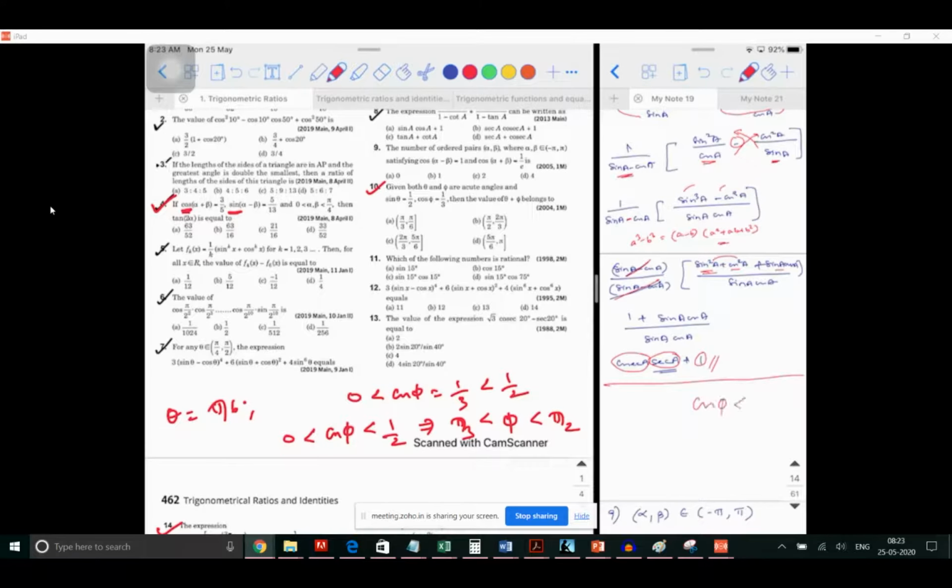Can someone tell me the range of phi alone? Cos phi is less than half, greater than 0. Then what is the range of phi? So which value of cos is half? Sir, then pi by 3 less than pi by 2. So according to your this thing, this should have been the right thing, no?